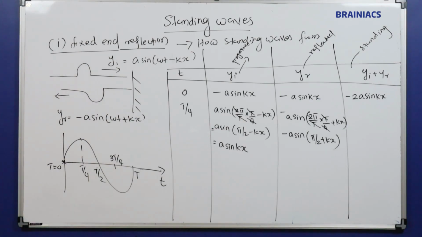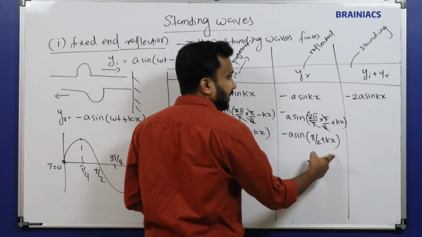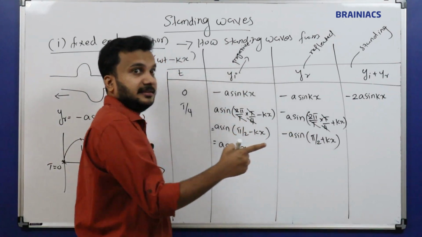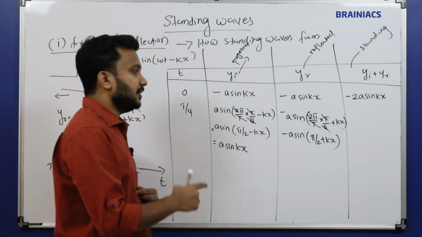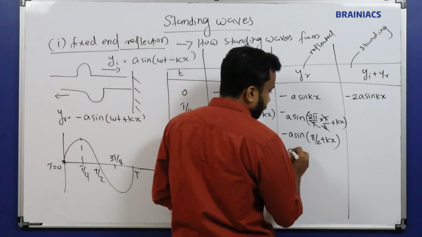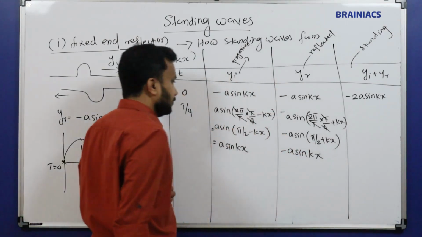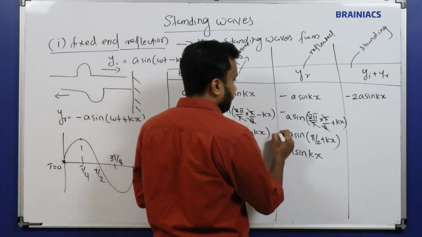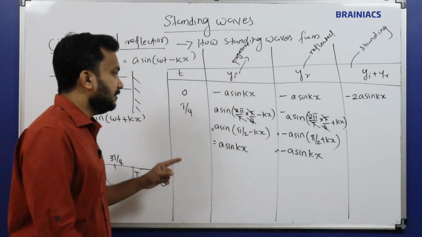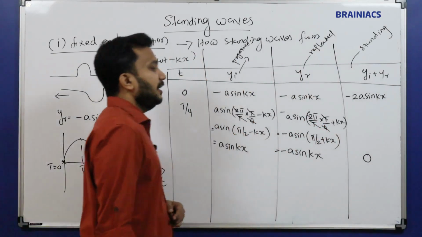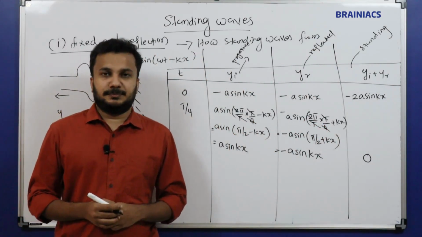Next one, pi by 2 plus kx. Sine of 90 plus theta falls in the second quadrant, and in the second quadrant, all sin terms are positive. So the second quadrant comes, and when it comes in the second quadrant, it becomes minus a sine of kx. Now we have the two wave equations available, the reflected wave and the progressive wave, and we are adding them. If you add this, what will we get? We'll get the answer equal to 0.